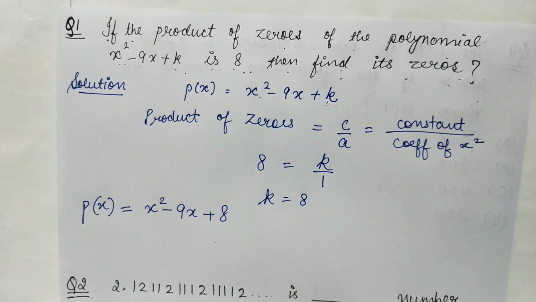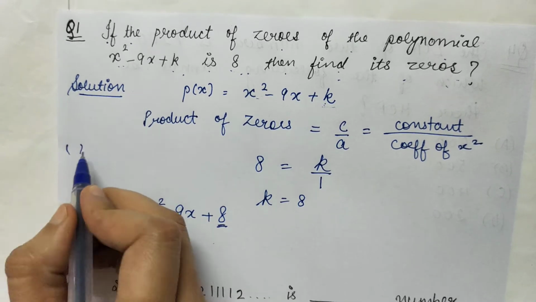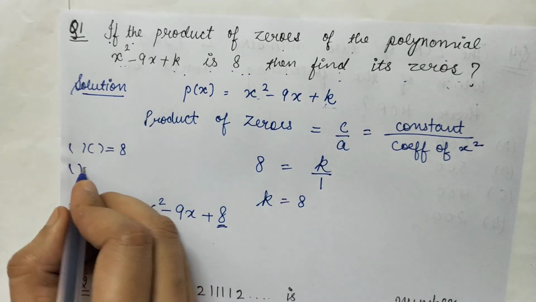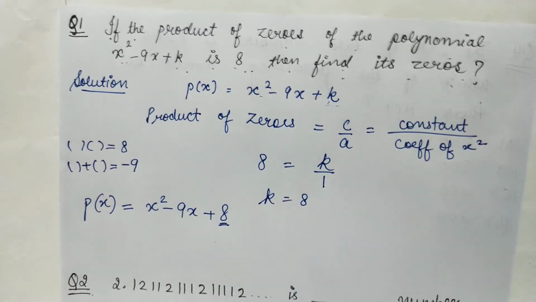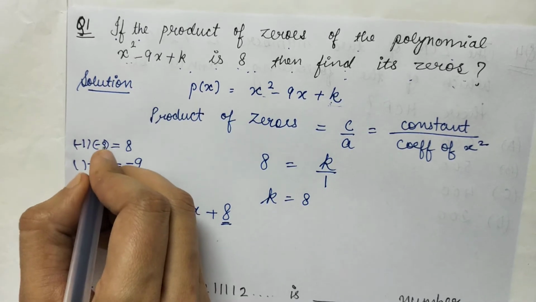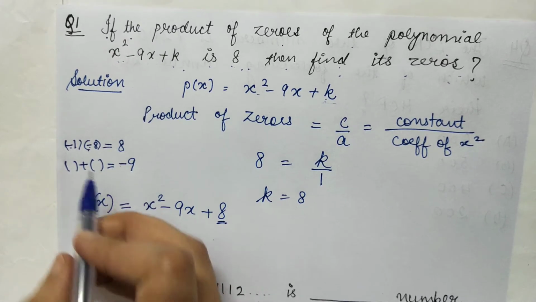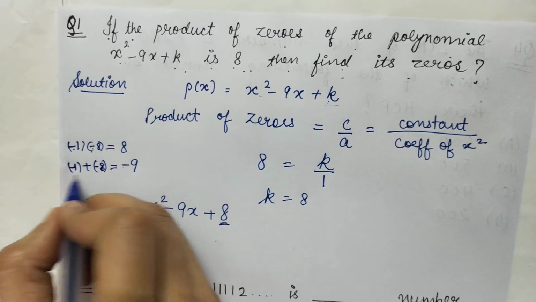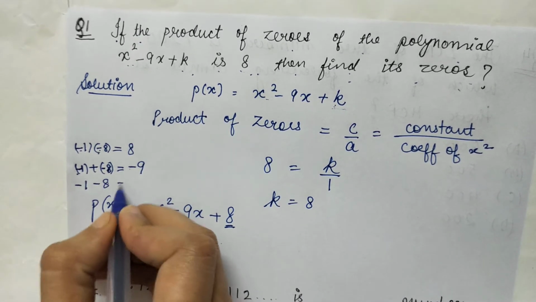Now you can do middle term splitting. In order to do middle term splitting, you have to choose two numbers whose multiplication is equal to 8 and whose addition should be equal to minus 9. In order to get minus 9, you have to take minus 1 and minus 8. Minus 1 into minus 8 is equal to 8, and when you add two negatives, you get a negative number. Minus 1 minus 8 is equal to minus 9.